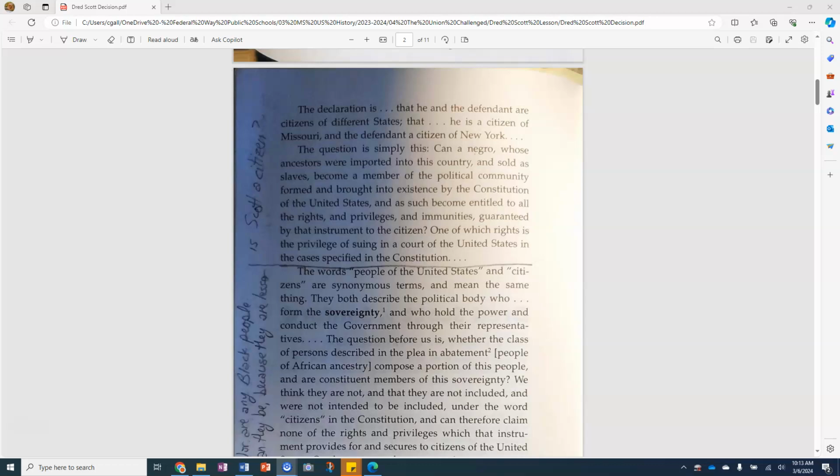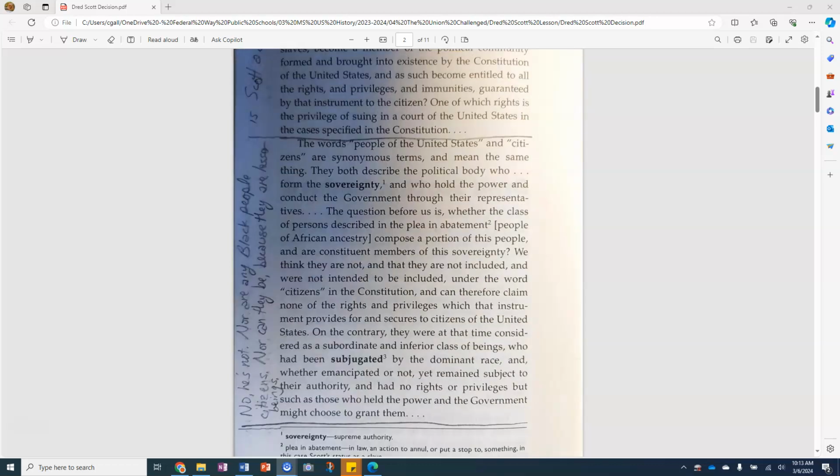Later on, we'll find out with the 13th Amendment and the 14th and 15th Amendments, that everybody who lives in the United States is going to be entitled to certain privileges, whether you're a citizen or not. We're also going to fix this citizenship question. Right? So one of those rights is the privilege to sue in U.S. court. Okay. So is Scott a citizen? And as such, does he have the right then to sue in federal court?